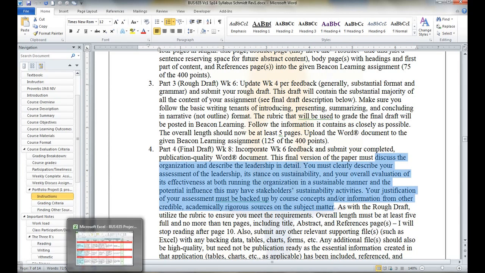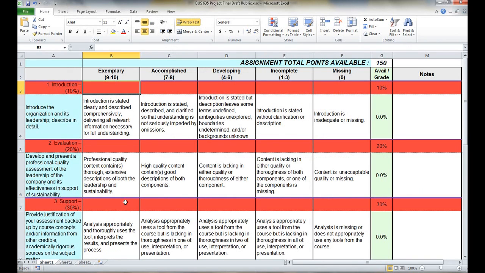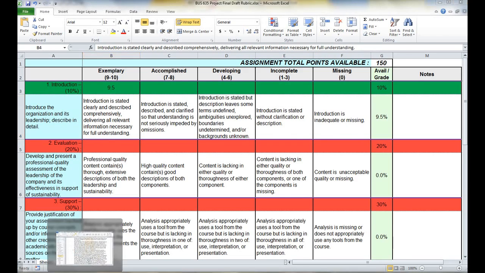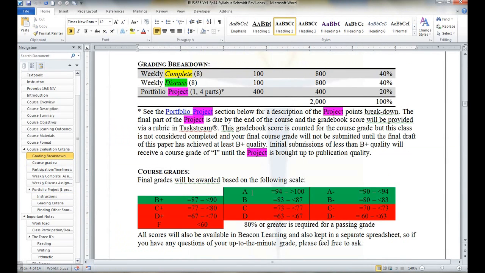So I'm going to take you to my version of the rubric, the Excel, and I'm going to show you how I'm going to assess this stuff that's highlighted. So here in the introduction, I'm saying you've got these different categories. I could give you a 1, 2, or 3 if it's incomplete. I could give you a 9 or a 10 if it's exemplary, or I could give you a partial grade, so 9.5. You know, it was very well done, but there was a slight deficiency, but not enough that I'm going to knock you down to 90%. I'm going to take you back to Word and the grading breakdown and see. I'm going to say, well, it wasn't a perfect paper.